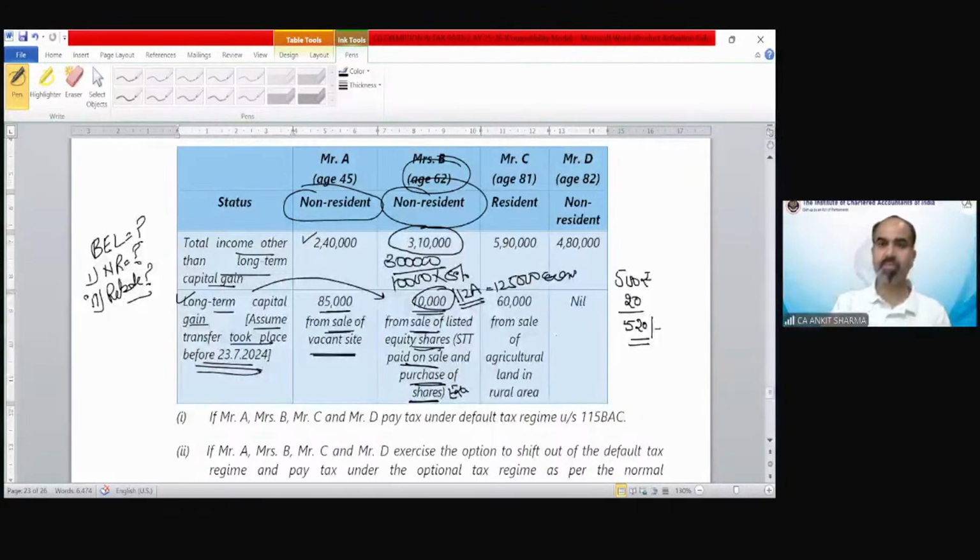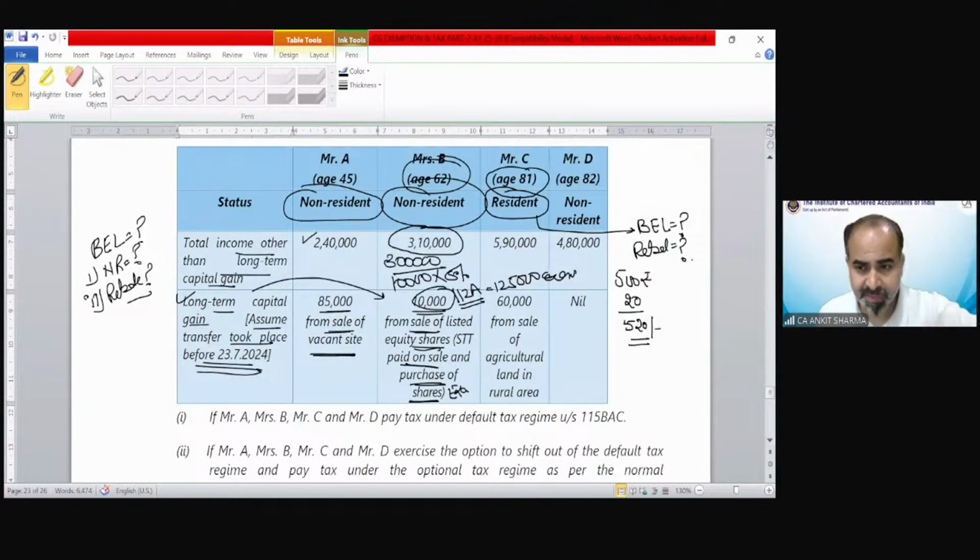Clear? Third case, now you have to see it is a resident, 81 years of age. What is the basic exemption limit for a resident if the age is 80 years or more? And can rebate be claimed or not? Please answer these two questions.